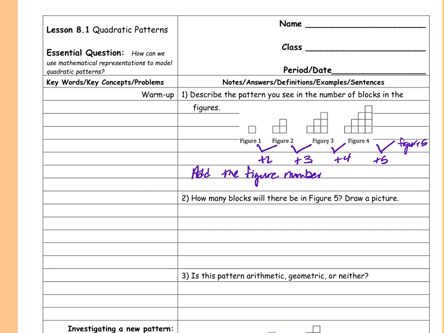Okay? And then the next one says, draw a picture. How many blocks will there be in figure five? So in figure five, how many blocks will, and it says draw a picture. For me, I would probably draw the picture first and then figure out how many blocks there are in there. But we can figure this out, because I can count how many blocks are in figure four and then add five, right?